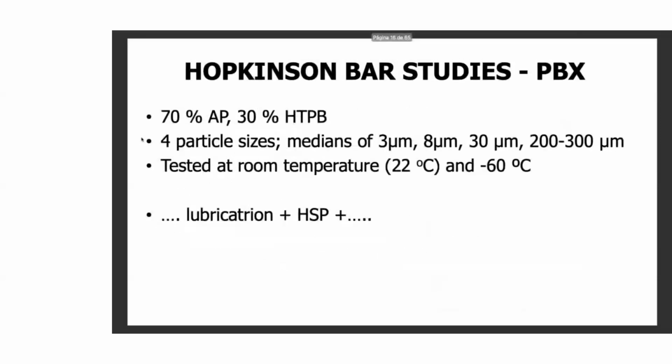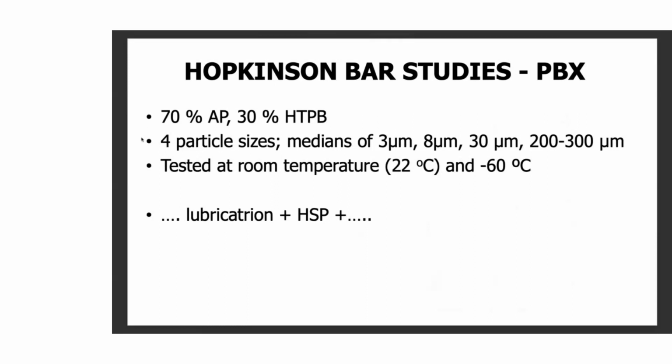Now, that shows you the response of a polymer or a range of polymers. What happens when we use polymers of this nature to form a granular composite? So in this case, we had a 70% ammonium perchlorate, 30% hydroxy-terminated polybutadiene. So this is very much like a propellant style formulation. And we were able to get samples made which had a range of particle sizes, either a median of 3 microns, a median of 8, 30, or 200 to 300 microns.